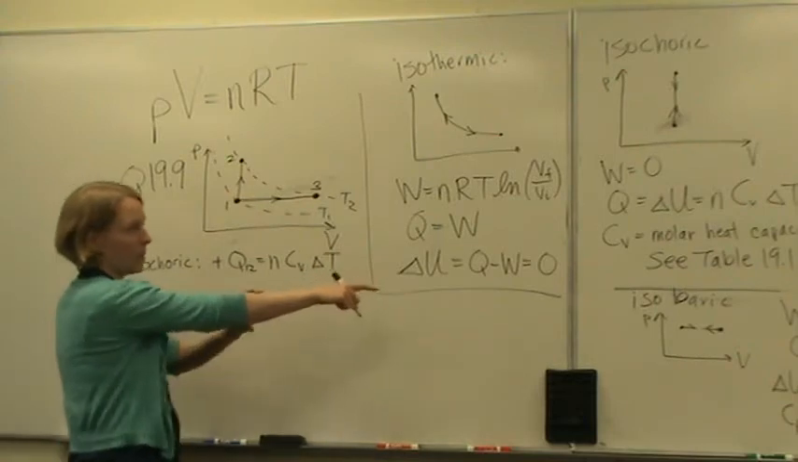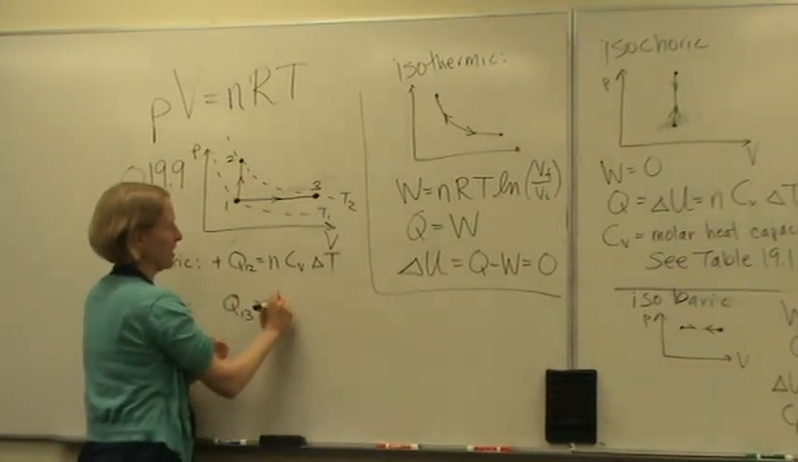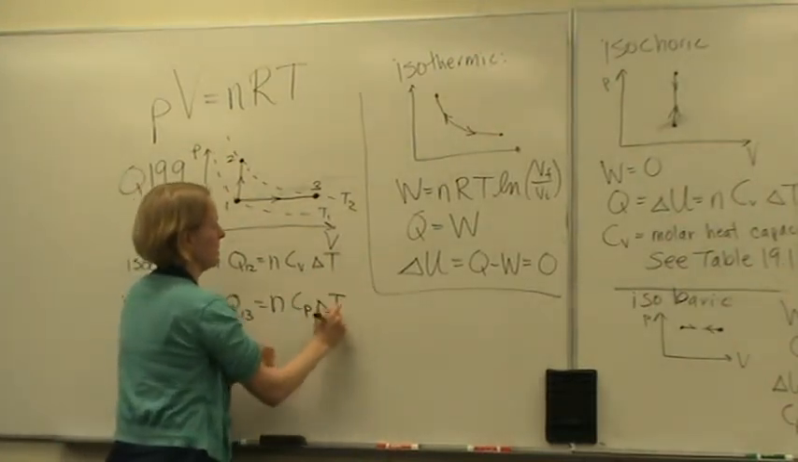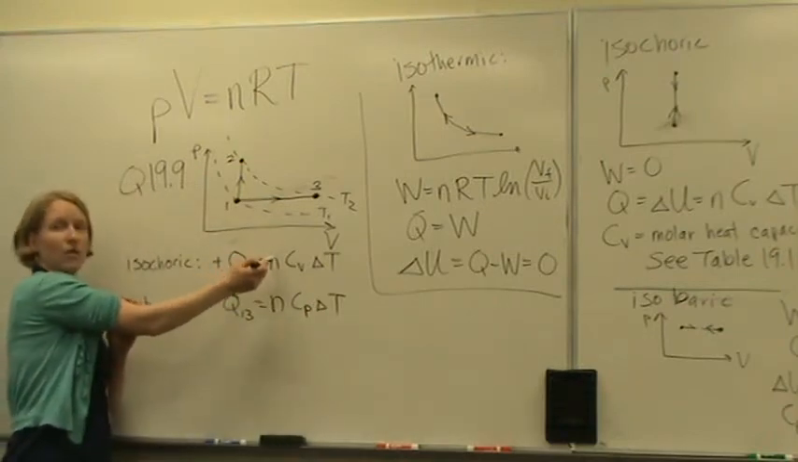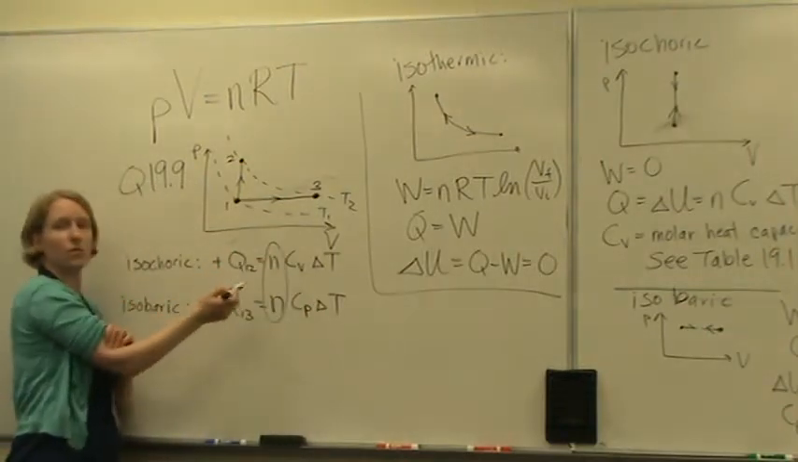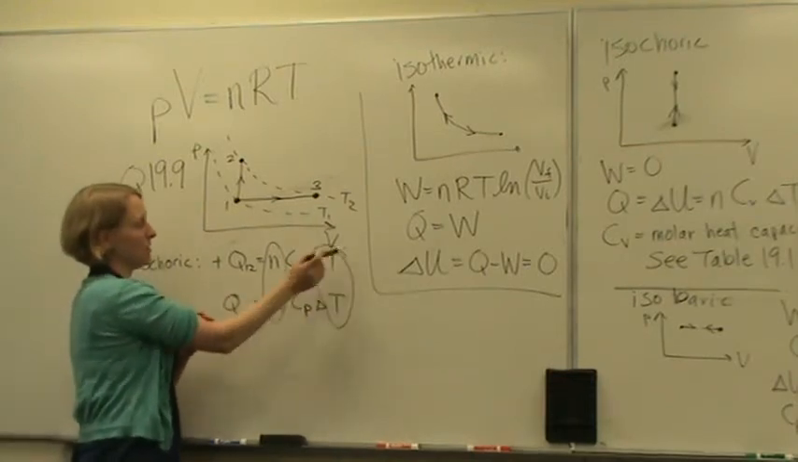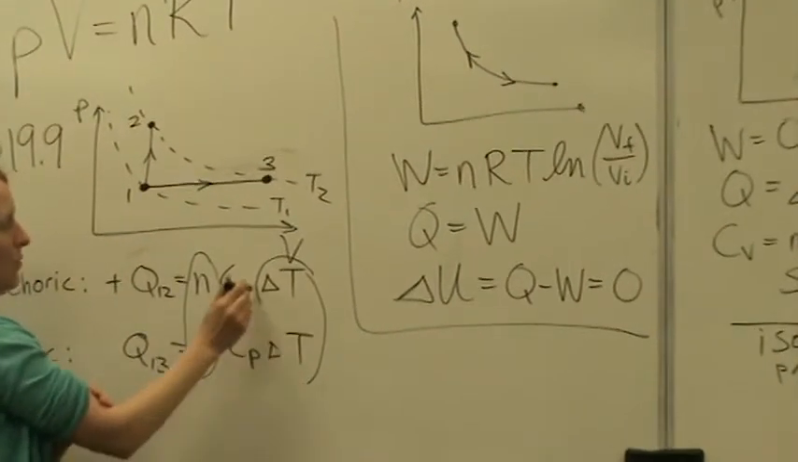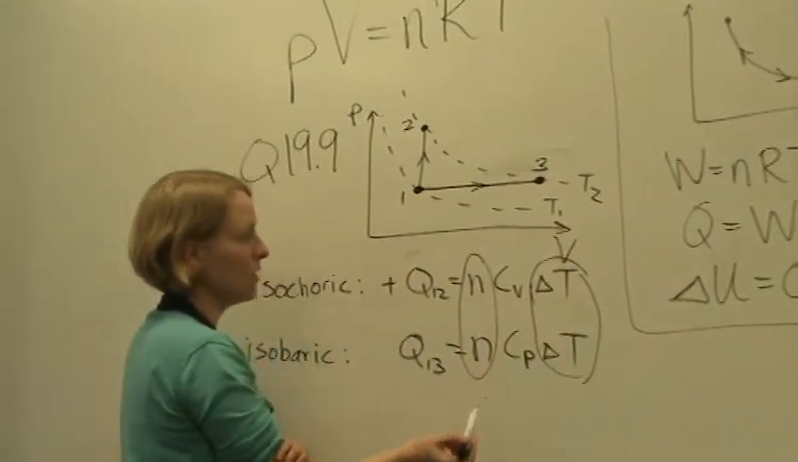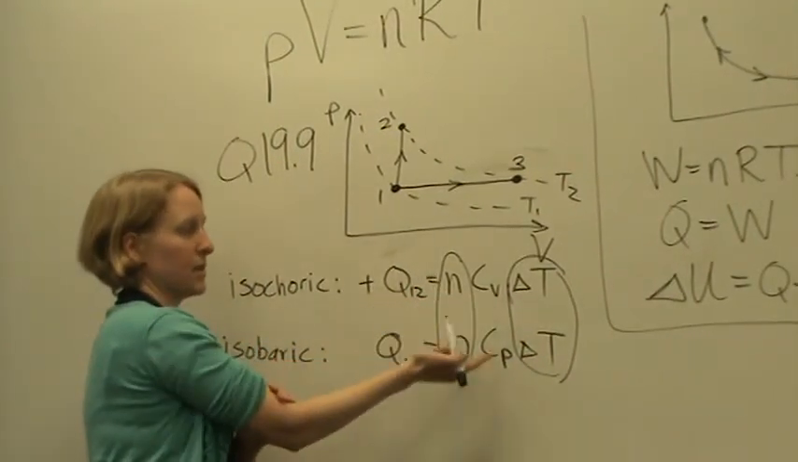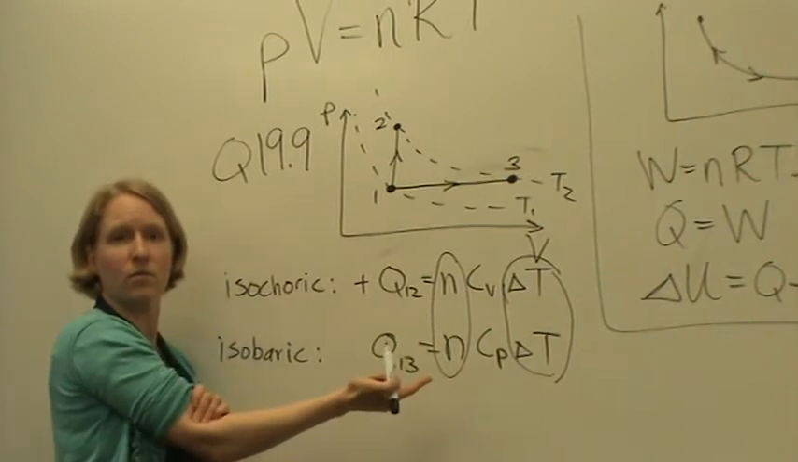And isobaric, the equation for Q is nCP delta T. Now it's the same gas, so we know that the n's are constant between these two cases, and the temperature change is the same, so this is the same for both processes. And so the only thing is the CV and the CP value, right?